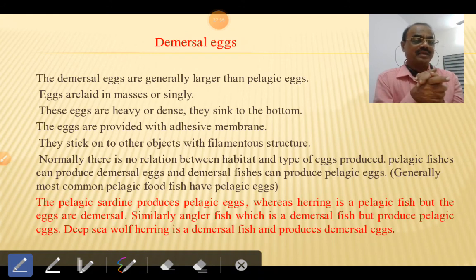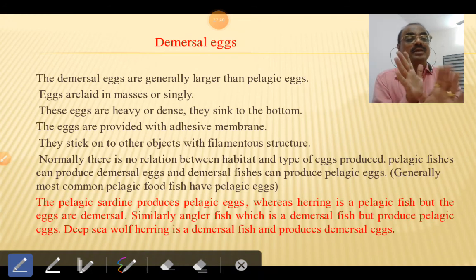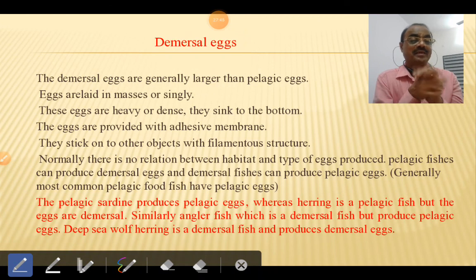Friends, I would like to clear one thing here. Normally there is no relation between habitat and type of egg produced. Habitat means place of living. Some fishes live in the pelagic water, pelagic zones. Some fishes live at the bottom, bathypelagic zones, or at the bottom of the sea. This is habitat, place of living.